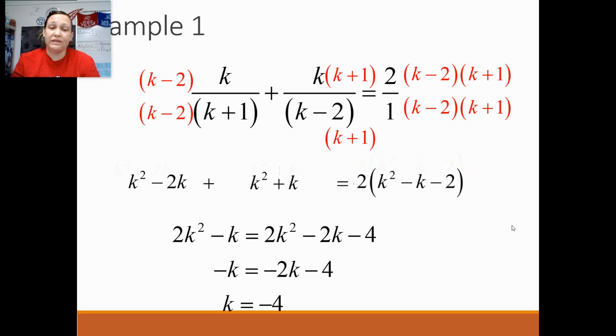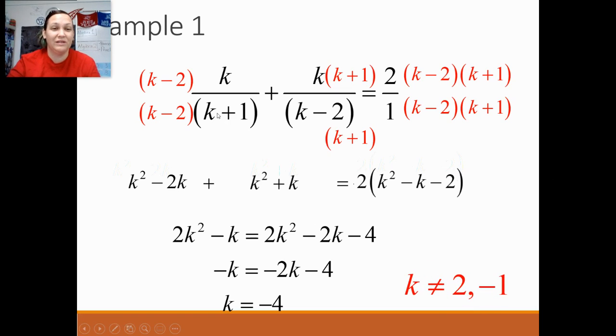Now, I talked a couple days ago about checking your restrictions so that you could see if there's any extraneous solutions. And so far in our videos, there haven't been any, but I'm pretty sure there's going to be one today. So let's check. Our restrictions on this problem are k cannot equal 2 and k cannot equal -1.